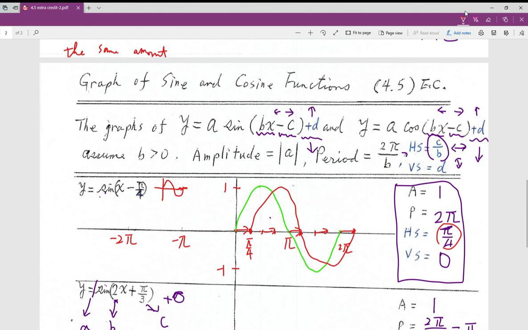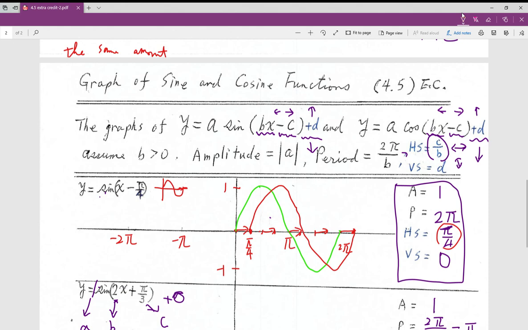Make sense here? Okay, let me do one more time, okay? One more time. So parallel, okay, parallel. Yes, see, everything shifts.